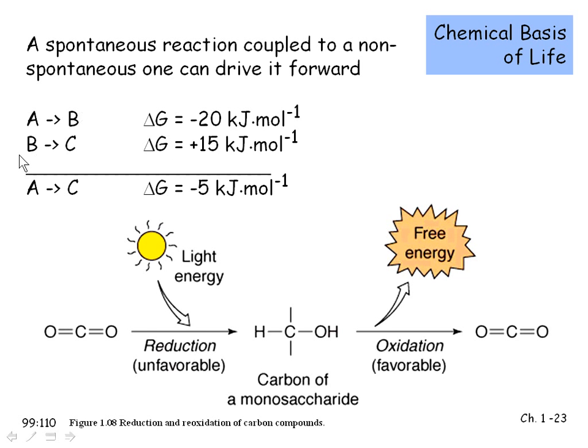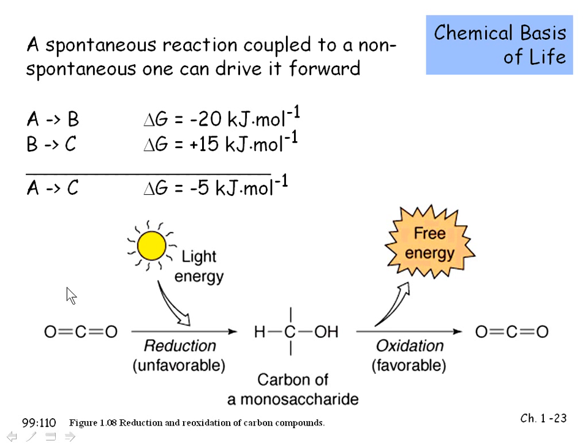This is possible because B is the common intermediate. Obviously, if it was A to B and D to F, you can't add those reactions together in any meaningful way. So this always depends on there being a coupled physical character to the two reactions.